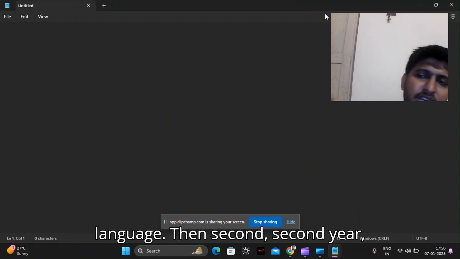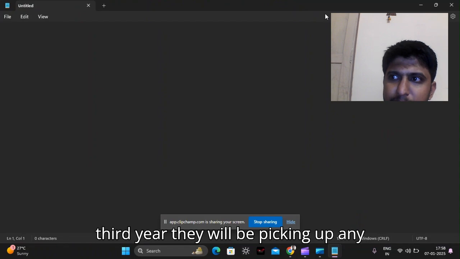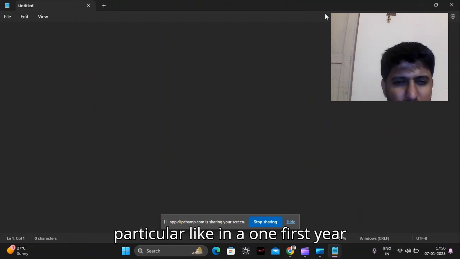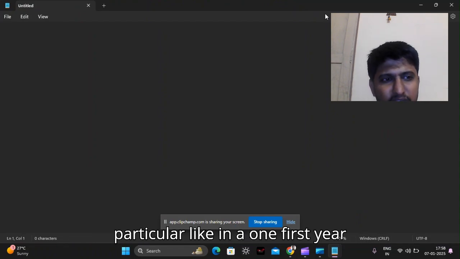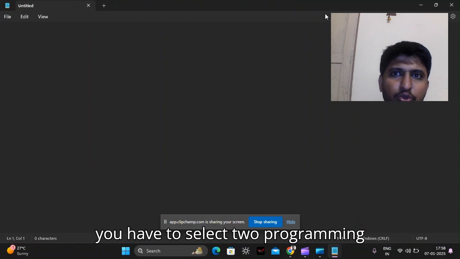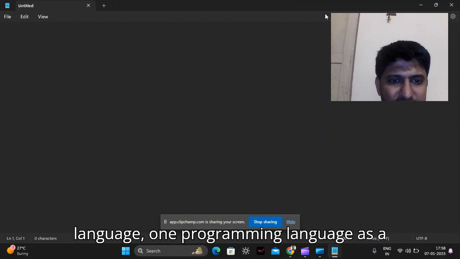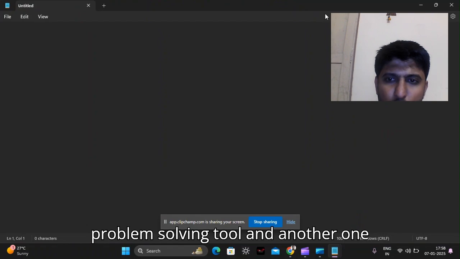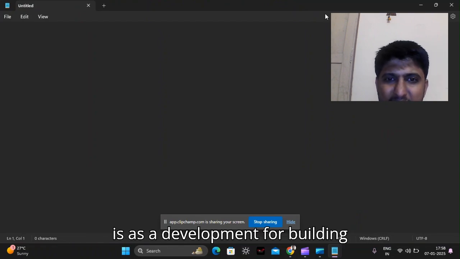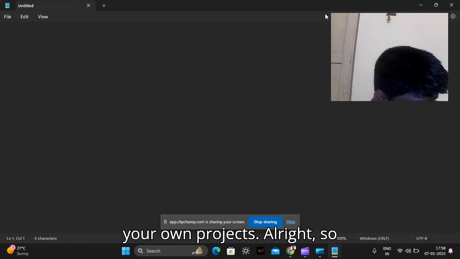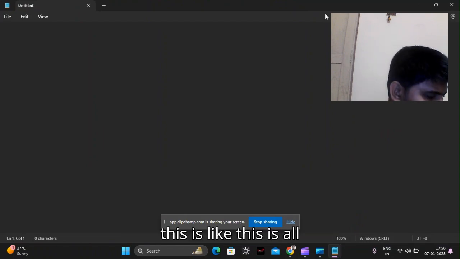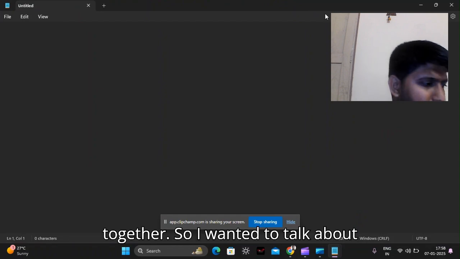Then in the second year and third year, they will be picking up others. In the first year you have to select two programming languages: one programming language as a problem solving tool, and another one as a development language for building your own projects. All right, so this is all together.